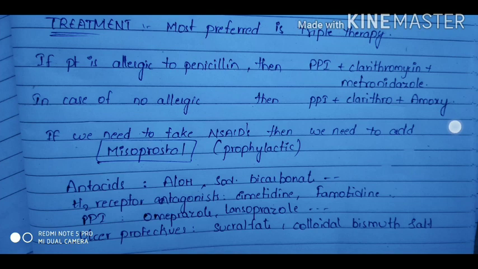So in order to inhibit these enzymes, proton pump inhibitors like omeprazole, lansoprazole and pantoprazole are used for the inhibition of this acid secretion. And ulcer protectives like sucralfate and colloidal bismuth salt form a protective coat by binding with the ulcers and prevent further injury due to back diffusion of the HCl acid. So sucralfate is used in this condition.